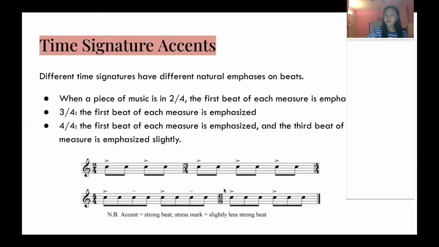And then 6/8 we said was a compound duple. So they're both duples. So no matter how many beats there are in each measure, only the first beat is emphasized and the second one is kind of emphasized. So it's kind of like divided into 2 parts, just like 6/8 is. And that's why we have simple versus compound.